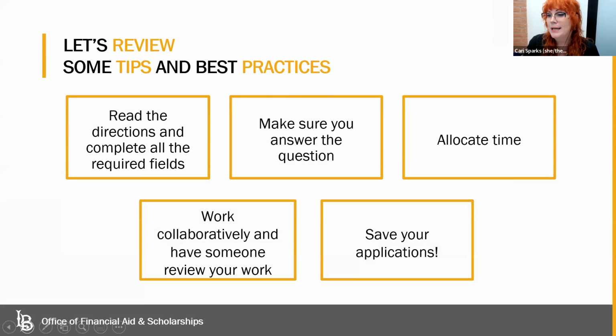So some tips and best practices. Obviously, read the directions thoroughly and complete all the required fields. Don't leave anything blank. Going back to the 3 leadership volunteer activities that I mentioned in the general application, make sure there are 3. It's asking for 3. I know that your student can come up with 3, even if it's picking up trash, right? Just have them list 3. Make sure they answer the question. That goes without saying. Don't skip anything or put non-applicable or NA, because there's always an answer to it, right?